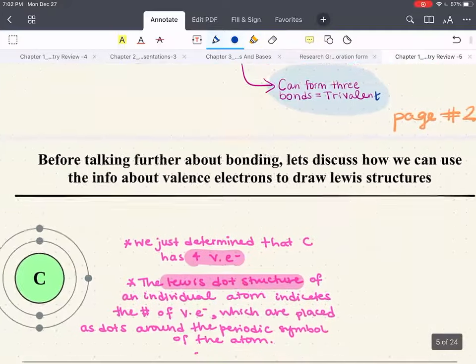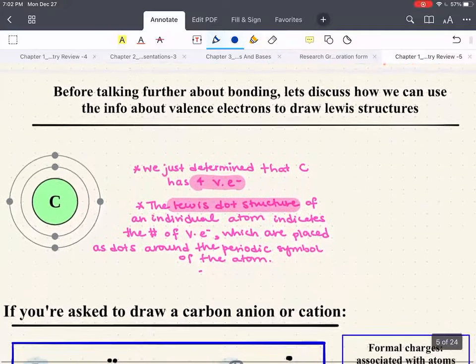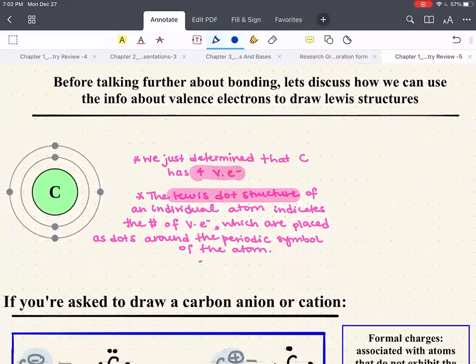Fantastic. Now, before talking further about bonding, let's discuss how we can use this information about valence electrons to draw Lewis structures. When you draw the Lewis structure of an atom, all you have to do is draw the number of valence electrons around the letter used to denote said atom. All right, the periodic symbol of an atom. So if we want to draw the Lewis structure of carbon, what we're first going to do is write the periodic symbol of that atom. For carbon, it's just C.